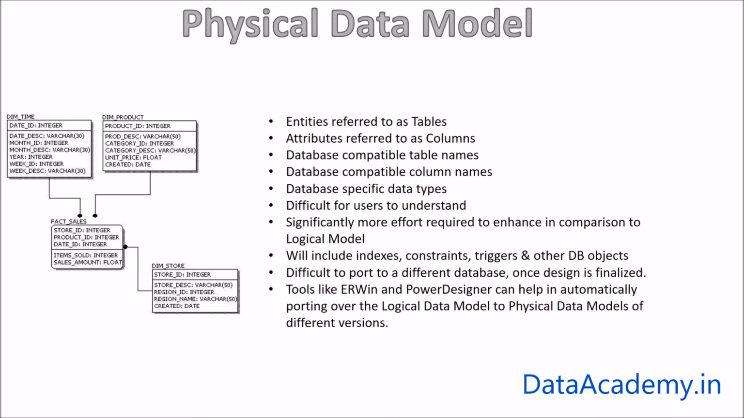So to summarize, a data model is a simple diagram that shows the list of tables and the relationships. There are three stages in designing a data model. We start with conceptual, which is highly abstract. Then we move over to the logical data model, which has entities and attributes. And finally, we have a physical data model that has the tables and columns along with data types, as well as additional database objects. And a physical data model is specific to a database.